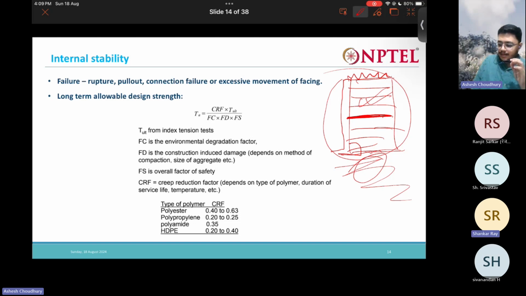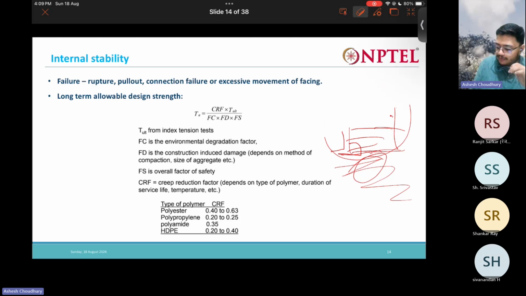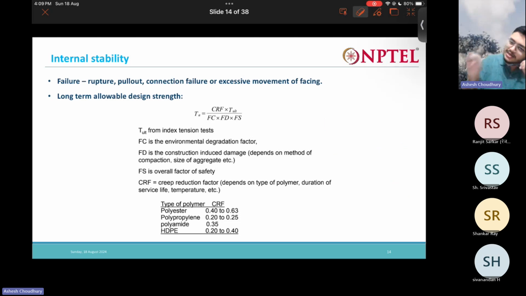It will be clear when we solve the problems. When we solve the problems, we will do all these calculations. Internal stability calculations, we will find out the factor of safety. From internal stability analysis, we will calculate the length of the reinforcement. All these things, when we do, it will be clear. So this is very simple.